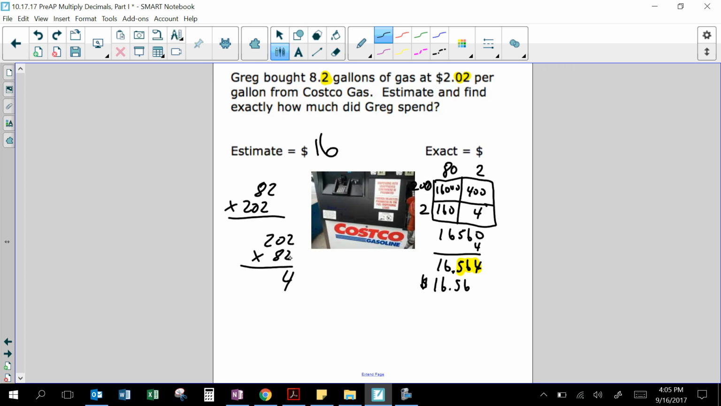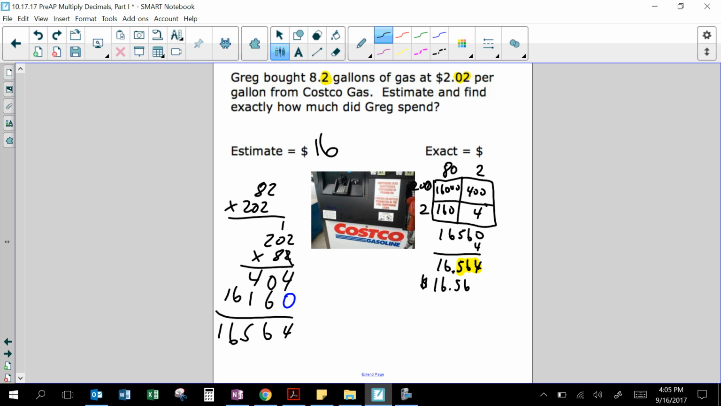2 times 2 is 4. 2 times 0 is 0. 2 times 2 is 4. We are done with this ones place, so we need to add a placeholder. 8 times 2 is 16. Carry the 1. 8 times 0 is 0 plus 1 is 1. 2 times 8 is 16. Let's add this up.